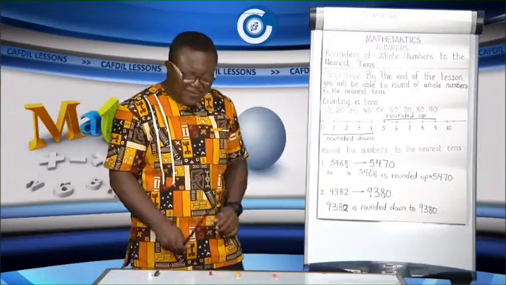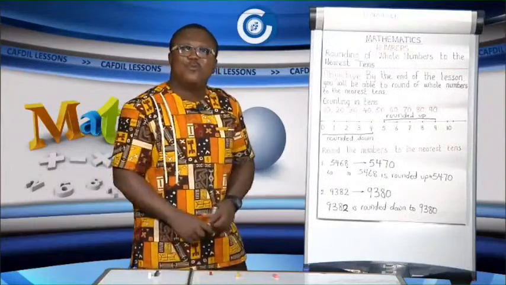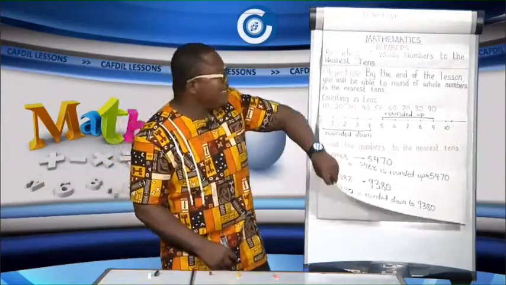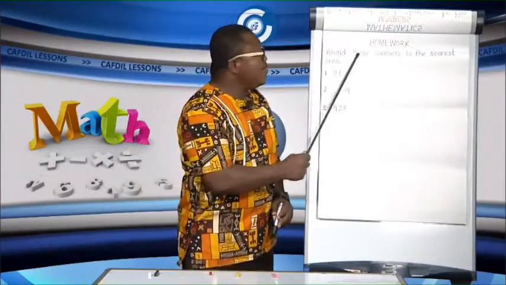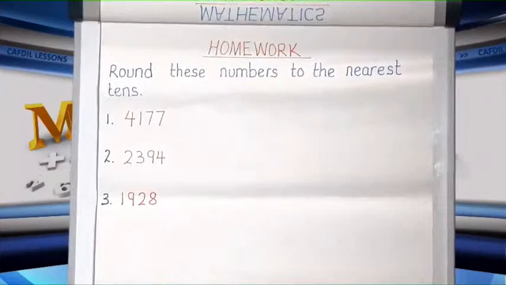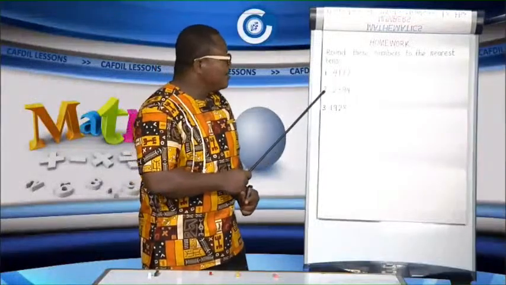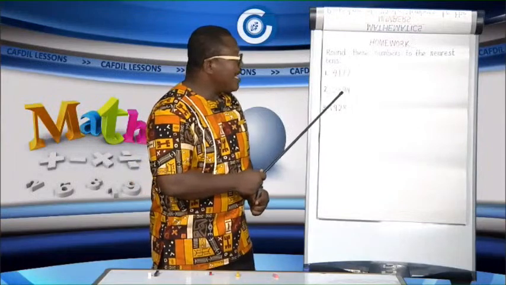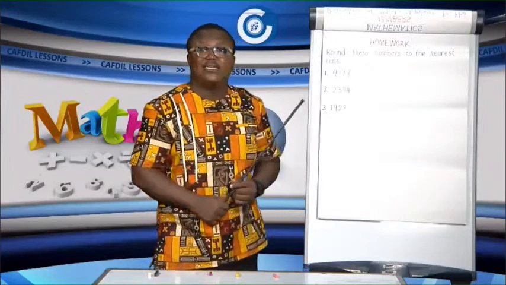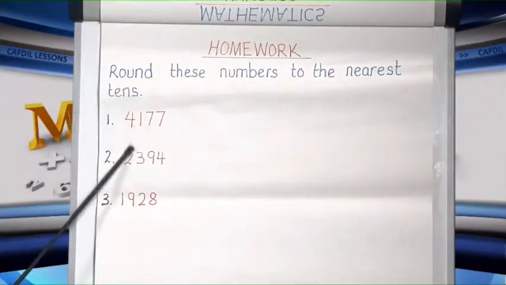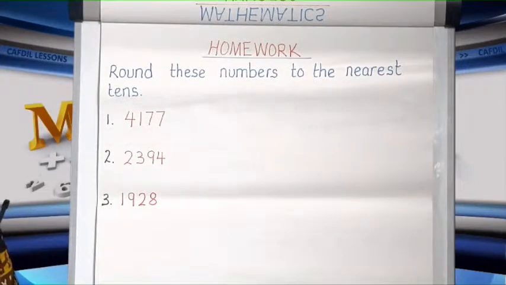And I'm not going to leave you behind. I want you people to try your hands on this. This is the homework for you. You round these numbers to the nearest 10. And we have 4,177. Second one, 2,394. And then this one, 1,928. So we are going to round off these figures I've written on the board to the nearest tens.